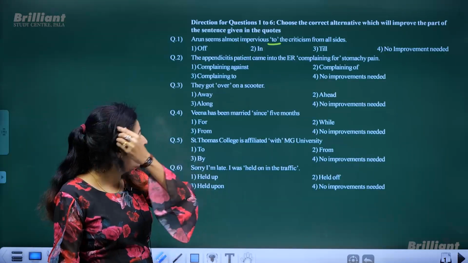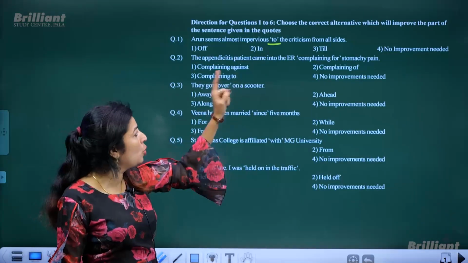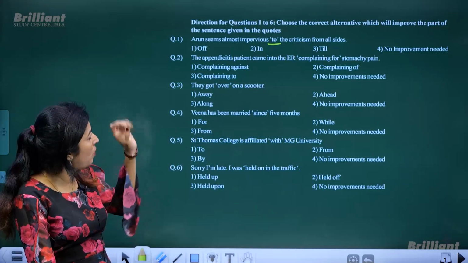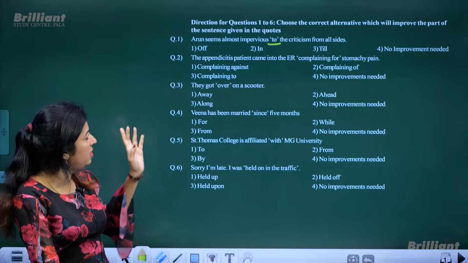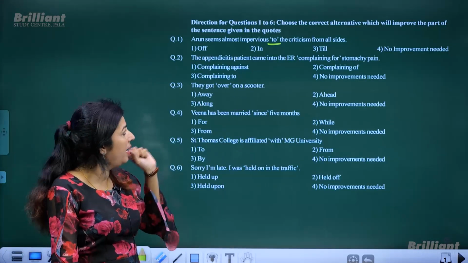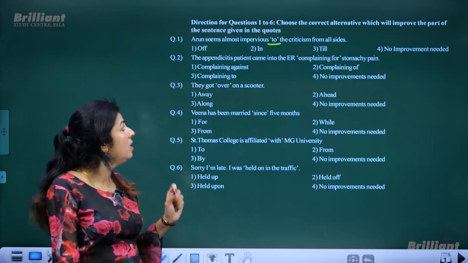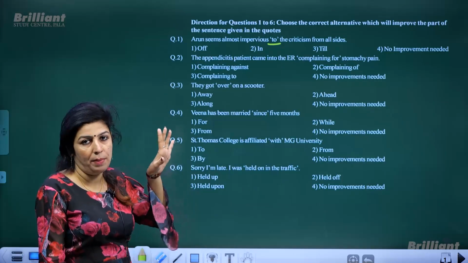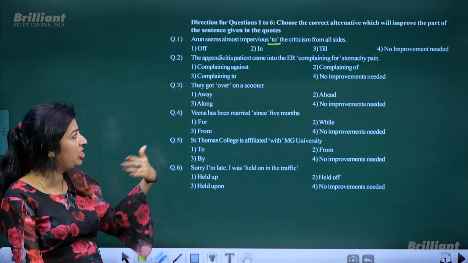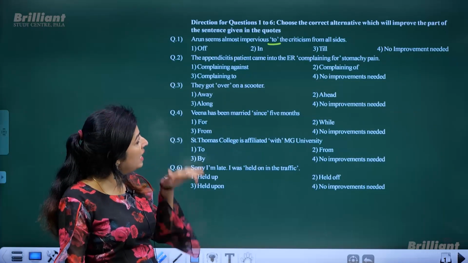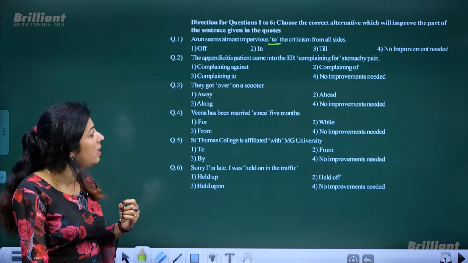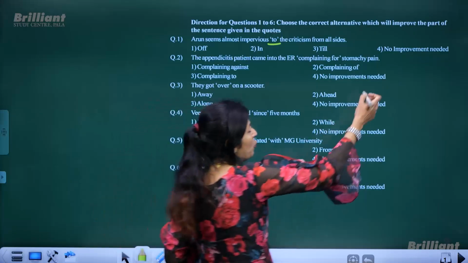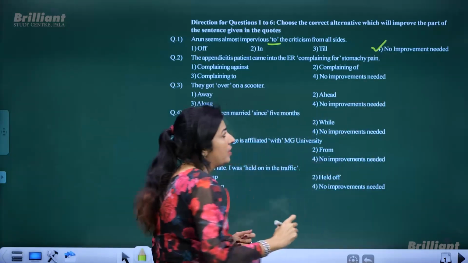Now should we substitute 'to' with the first, second or third option? That is the question. What are the options given to you? Other prepositions: off, of, then in, till. That means Arun seems almost impervious. Off is no match, we cannot use that, because it would change the meaning. Then impervious in the criticism also sounds awkward, right? Or impervious till the criticism. That means it's obvious that no improvement is required for the first sentence.